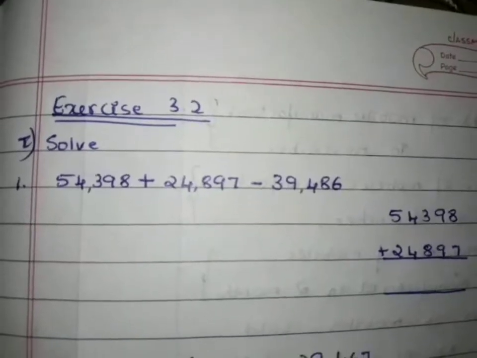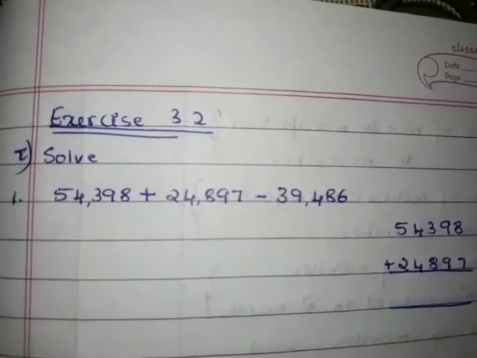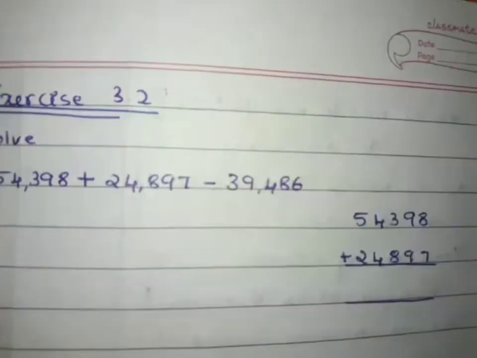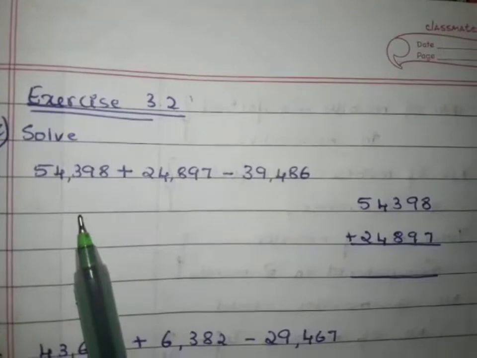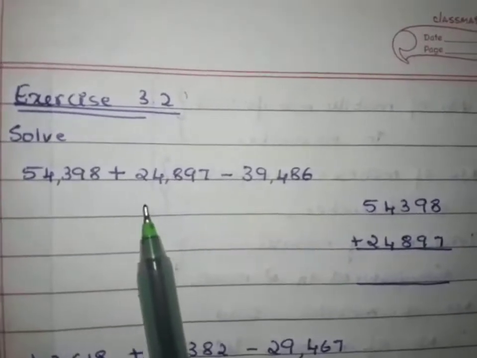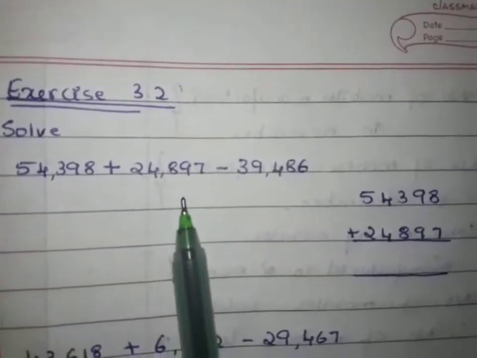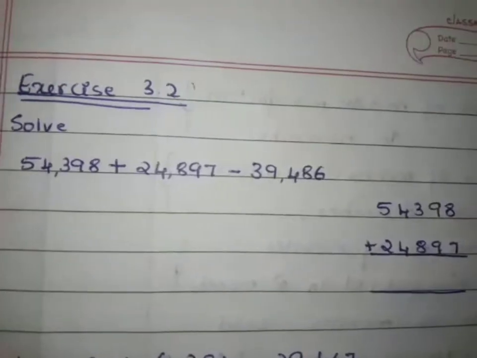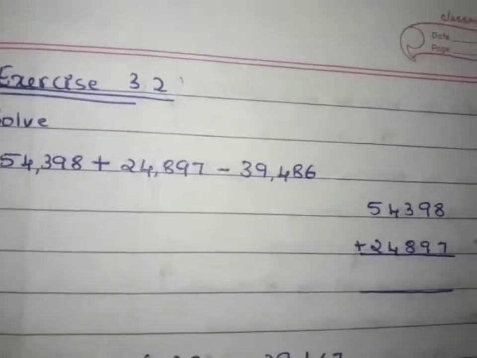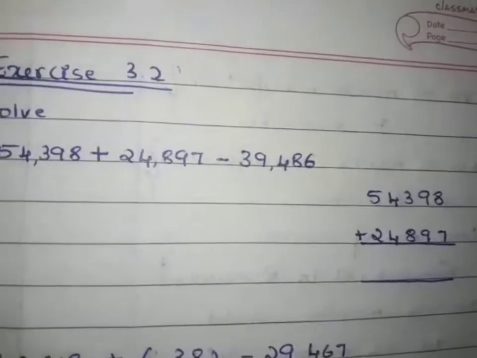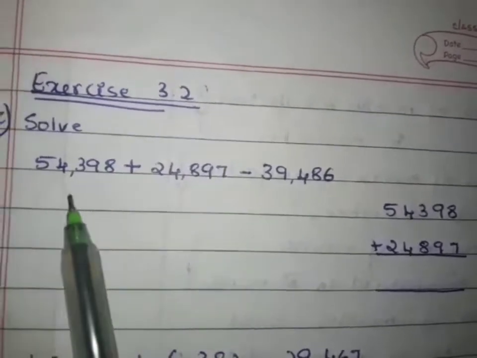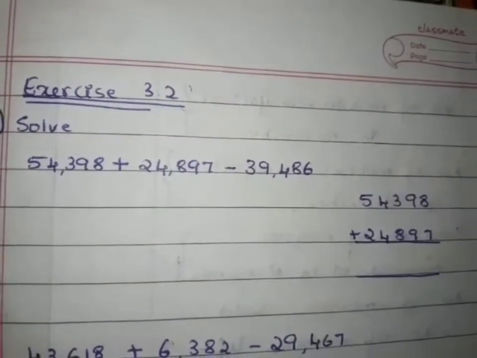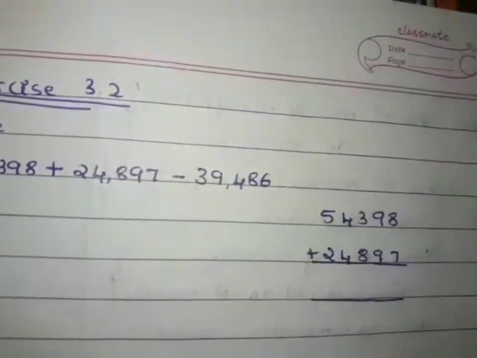Next, let us move on to the exercise problems. Roman number 1, solve the following. The first question given is 54,398 plus 24,897 minus 39,486. As I have mentioned earlier, in these kinds of problems, always first we have to add the given two numbers, then with the sum we have to subtract the next number. So let us first add the given two numbers.